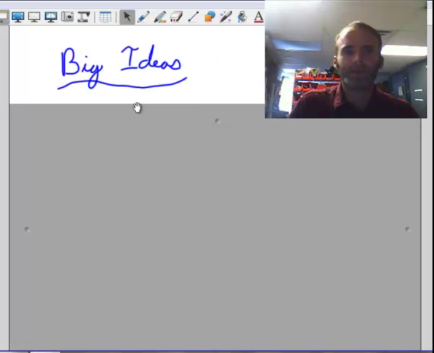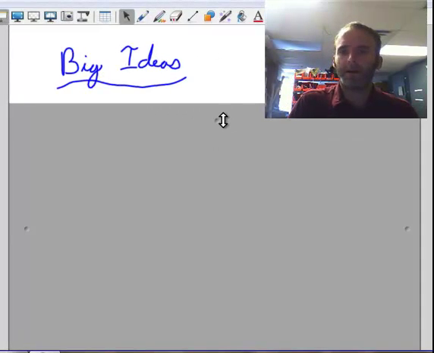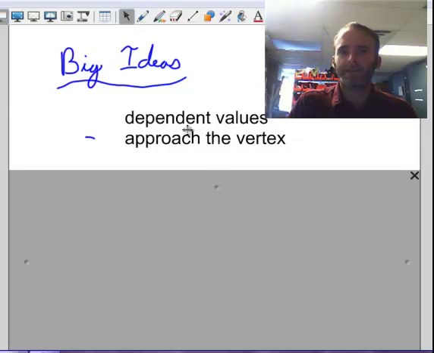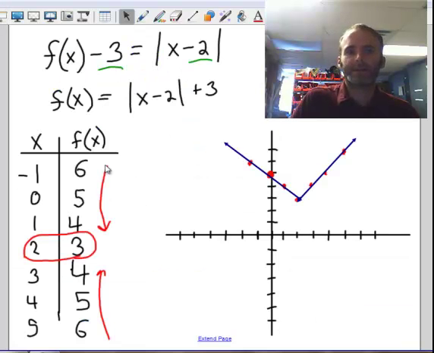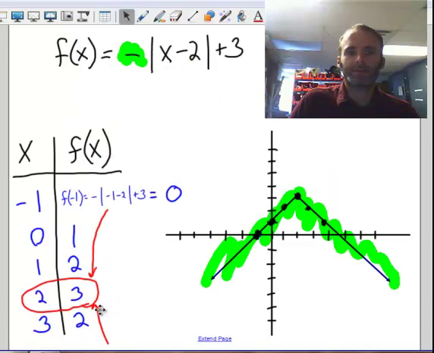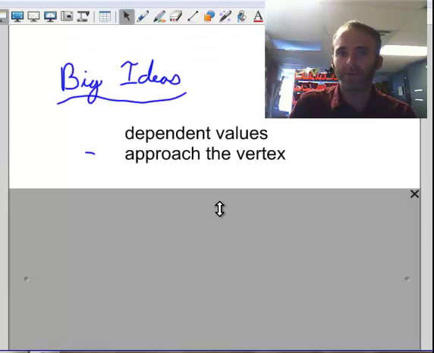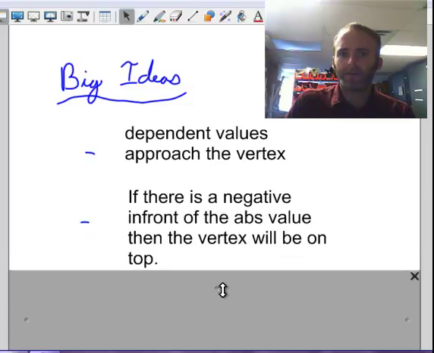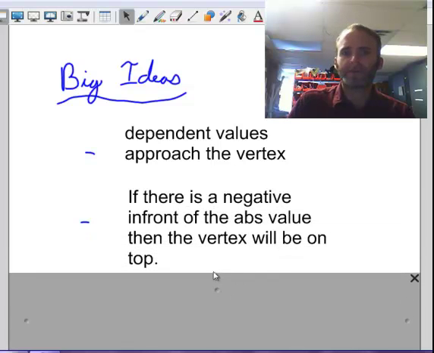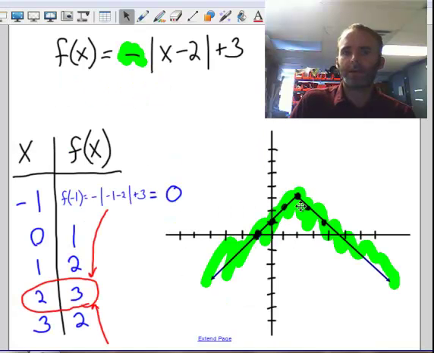Okay, so let's wrap this up with a few big ideas. The first one is that the dependent values approach the vertex. In this case, and in this one as well, we get the vertex by seeing where those dependent values converge. Also, if there's a negative in front of the absolute value, then the vertex will be on top. We saw that right here, the vertex is on top.